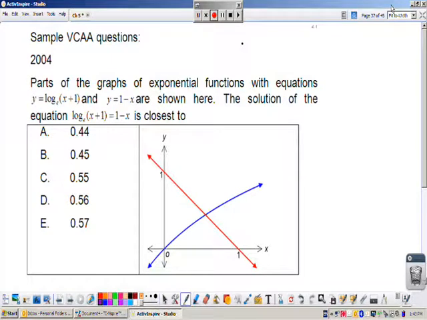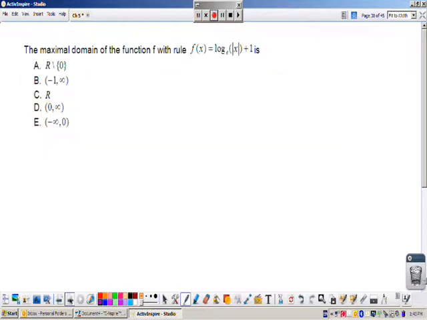The most common mistake people made was to select answer C, and you can see that it was a simple rounding error. Okay, so you can't afford to throw away a mark for being unable to round correctly. Let's keep moving. The next question, maximal domain. Vika loved questions about the maximal domain.